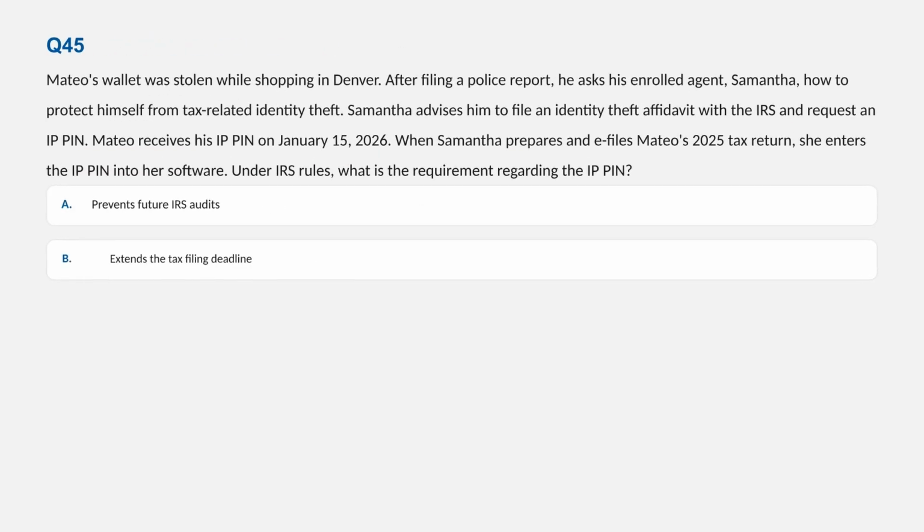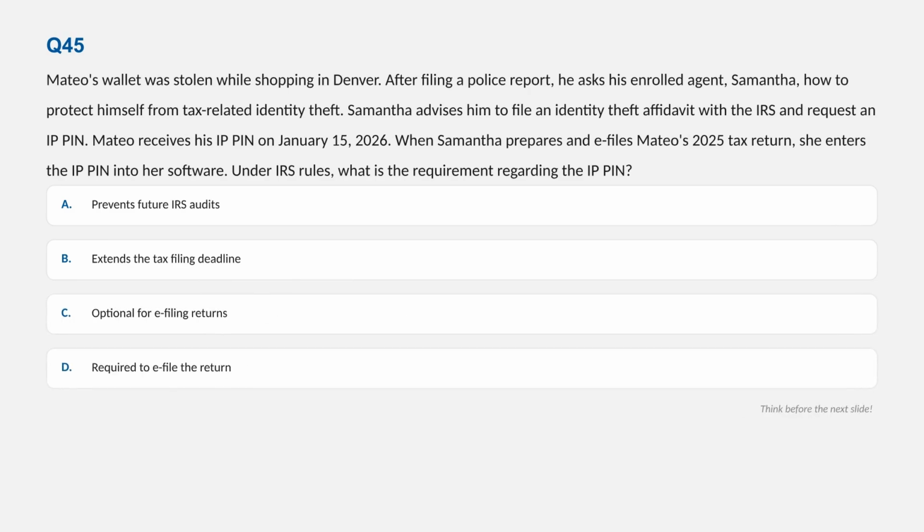Alright, let's move to question 45. Mateo's wallet was stolen while shopping in Denver. After filing a police report, he asks his enrolled agent, Samantha, how to protect himself from tax related identity theft. Samantha advises him to file an identity theft affidavit with the IRS and request an IP PIN. Mateo receives his IP PIN on January 15th, 2026. When Samantha prepares and e-files Mateo's 2025 tax return, she enters the IP PIN into her software. Under IRS rules, what is the requirement regarding the IP PIN?